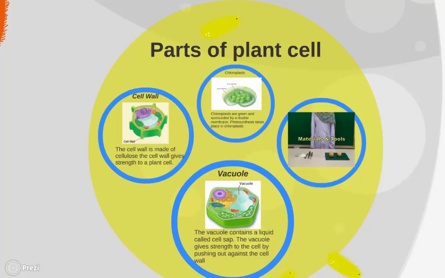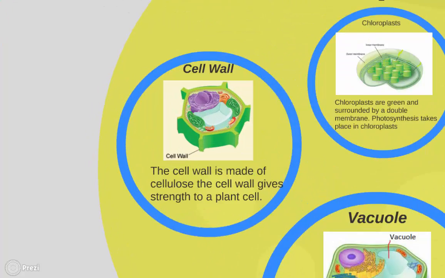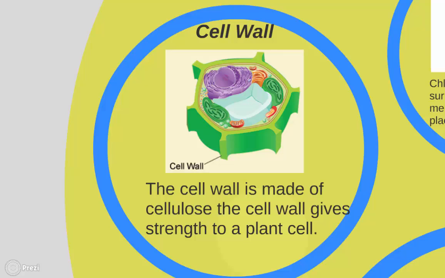Parts of the plant cell. Cell wall. Plant cells are surrounded by a cell wall. The cell wall is made of cellulose. The cell wall gives strength to the plant cell, and inside the cell wall is the cell membrane.